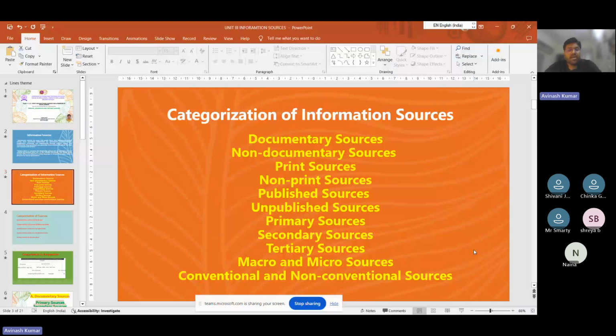Actually you will definitely be confused because of so many categorizations, but whatever you are seeing in the PPT, I have depicted all the categorizations in this PPT.